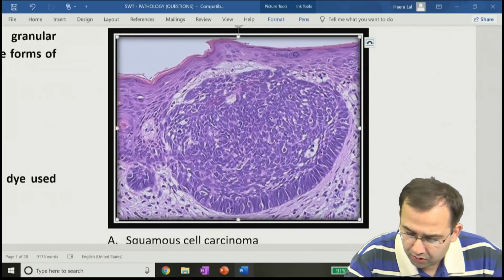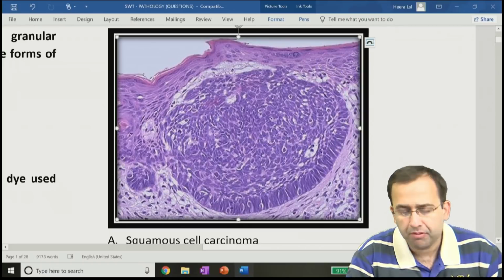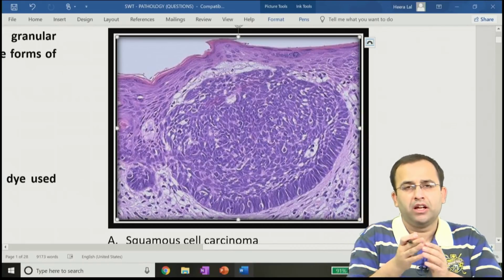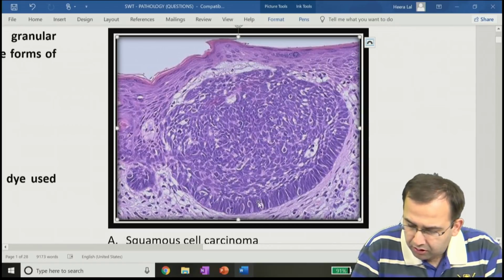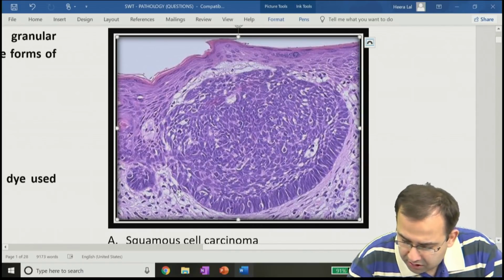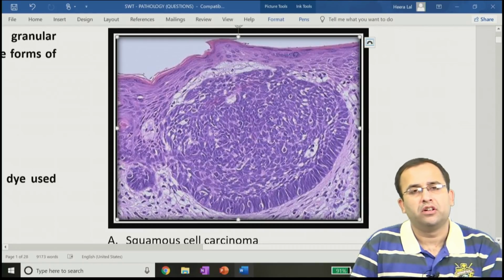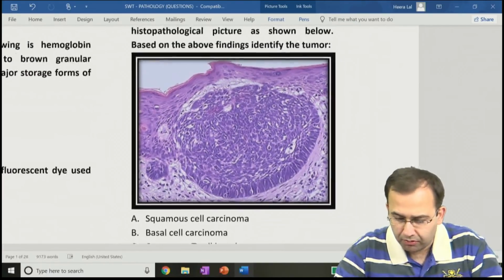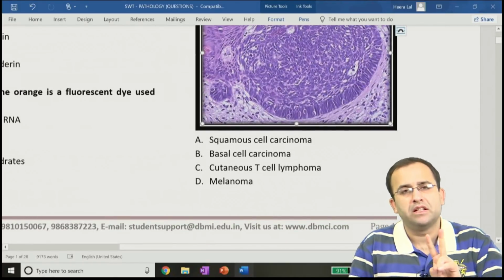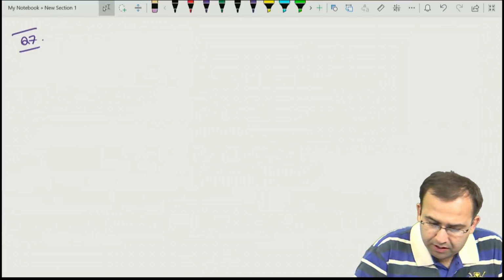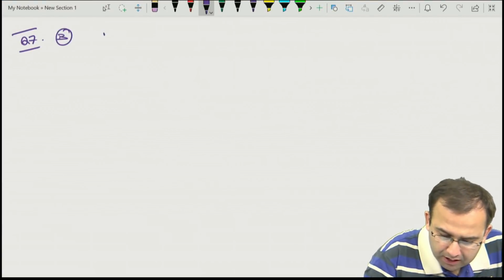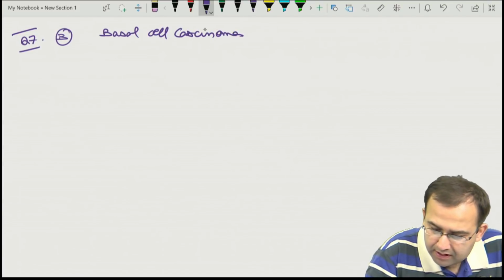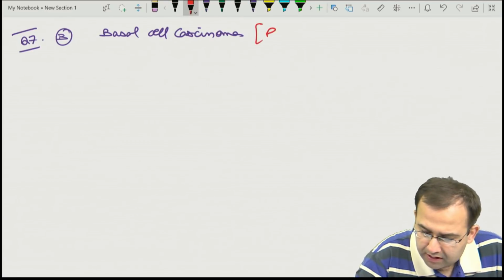What this shows is stratified squamous epithelium at the top with tumor cells which have palisading of the nuclei. At the periphery, look at the ones I am showing with the arrow, the nuclei are palisaded with this white area around it, that is the retraction cleft. This is the classical image of basal cell carcinoma. So question number 7, the answer is B, basal cell carcinoma, also called rodent ulcer.